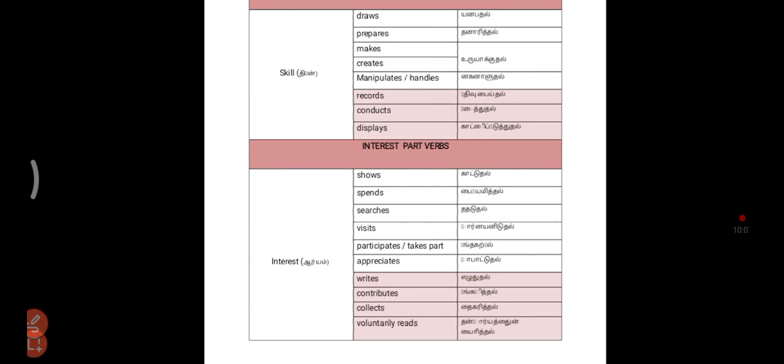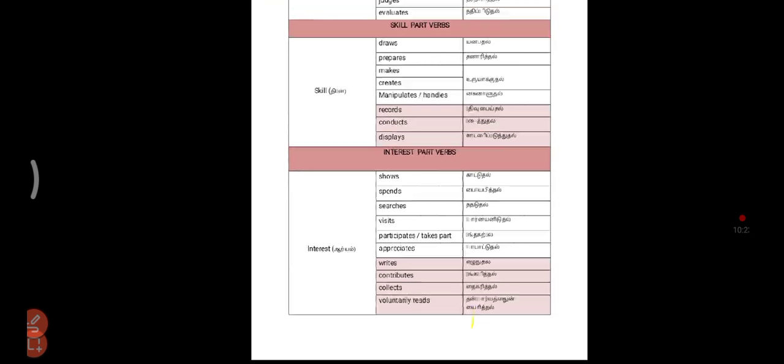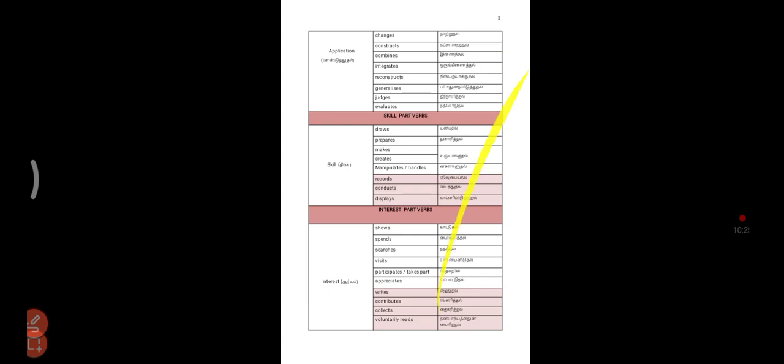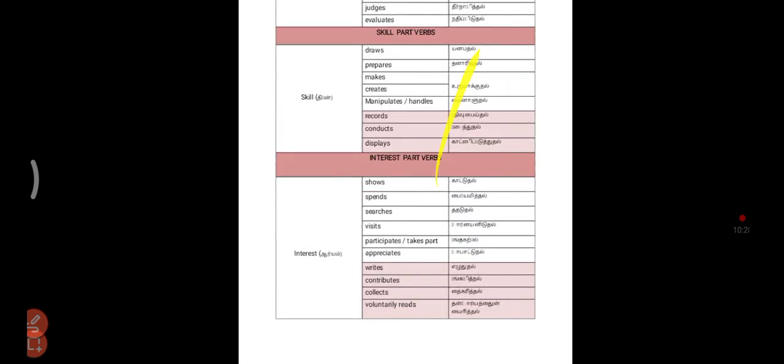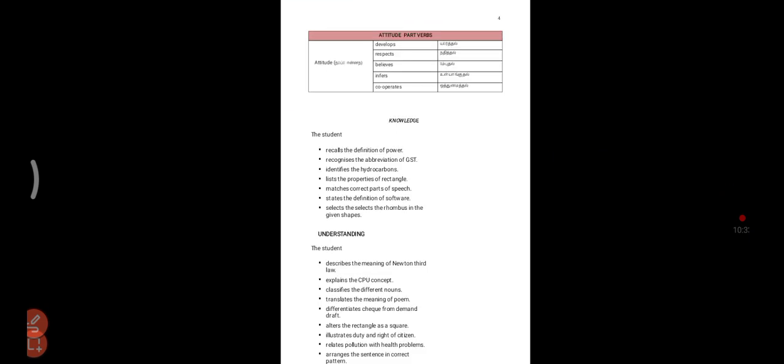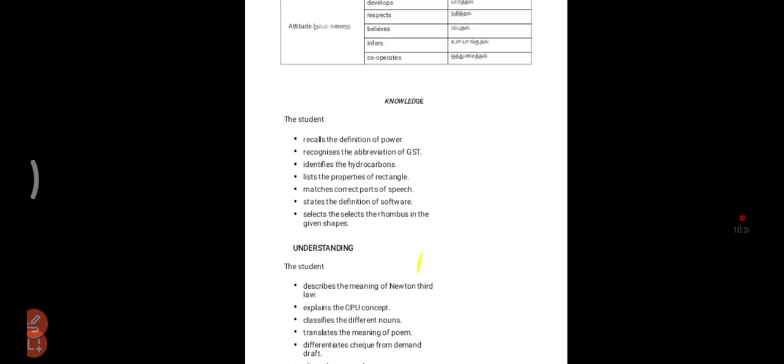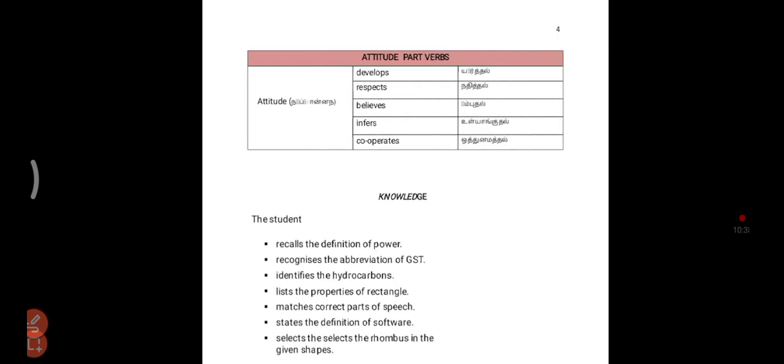For interest, the sources are pictures, charts, and demonstrations used in teaching the lesson plan. The interest verbs are spends, searches, visits, participates, appreciates, writes, contributes, collects. These are all the verbs used for interest. The last one is attitudes. The attitude verbs are develops, respects, believes, infers, cooperates.